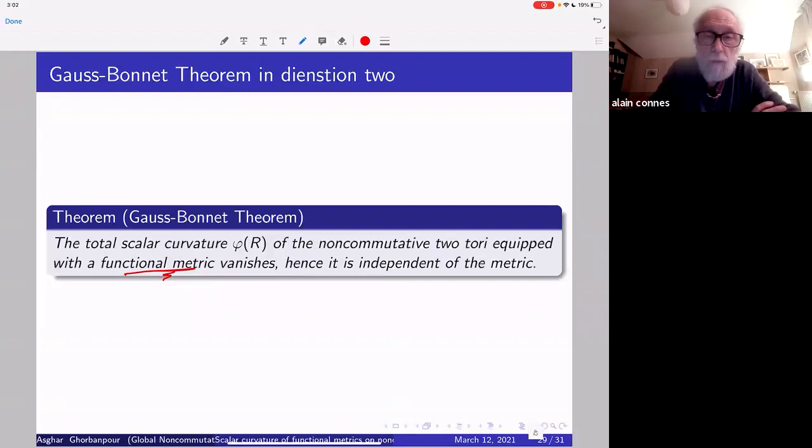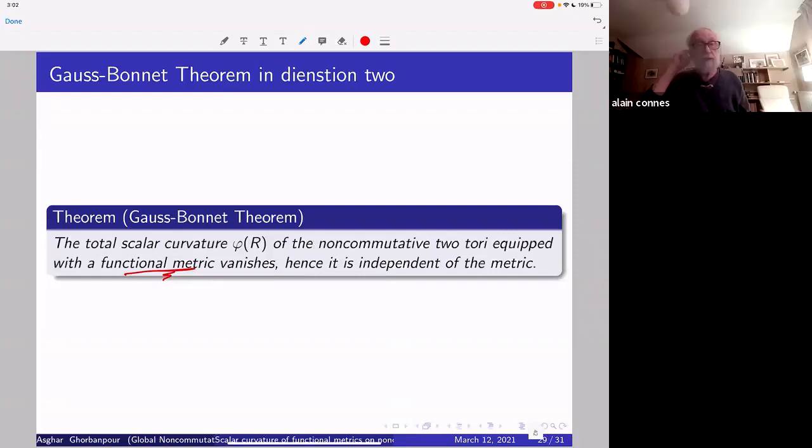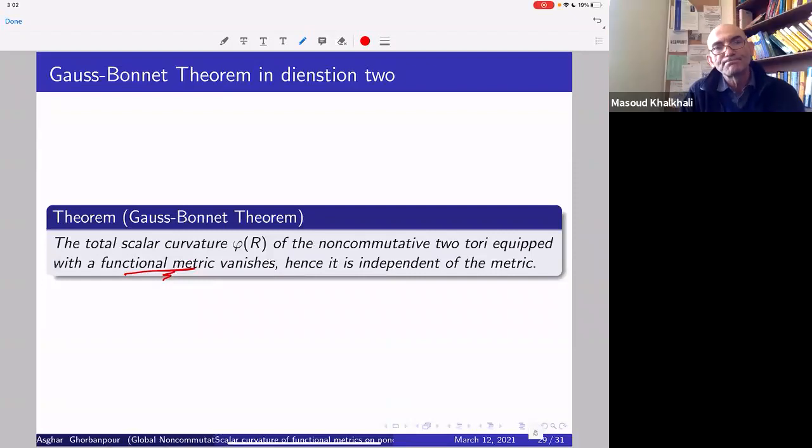Okay, but at least the problem is well defined. Yes, the problem is absolutely well defined. And by the way, Alain, sorry, go ahead. No, let me just add one word.